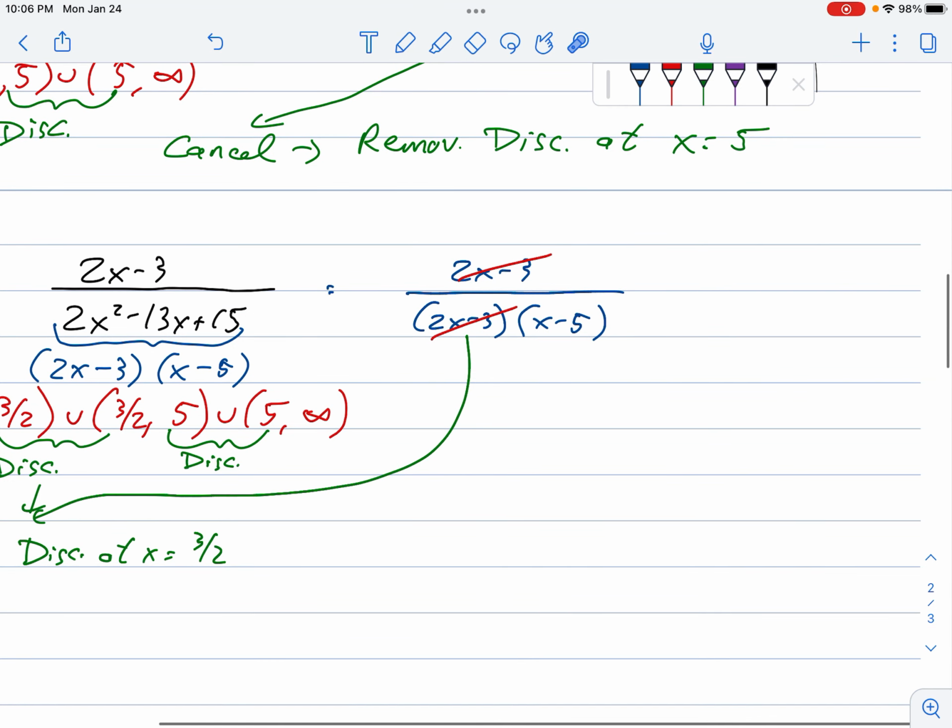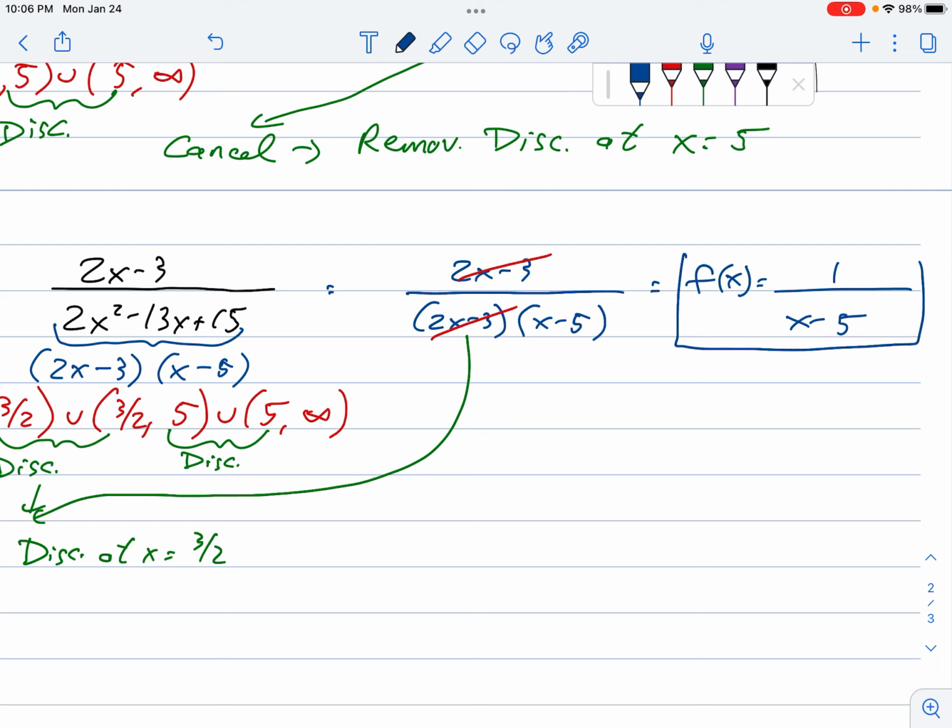Okay, now this 1 over x minus 5. Okay, that's what I simplified to. But that x minus 5 can't go away. I'm stuck with an x minus 5. That's got to be there. So here's my reduced function. So that x minus 5 factor doesn't go away.